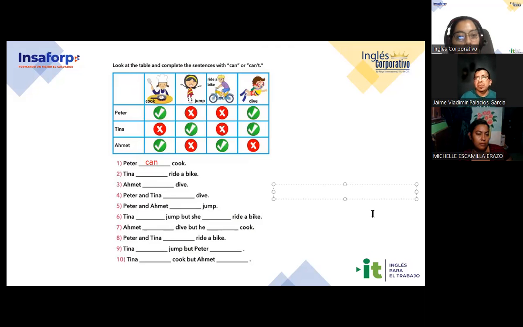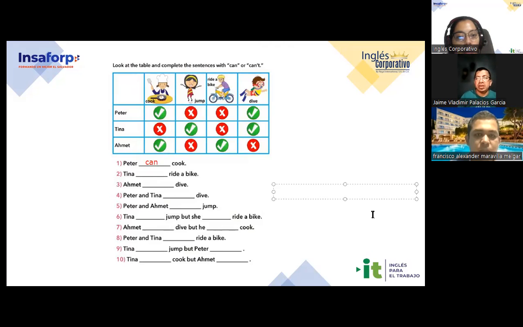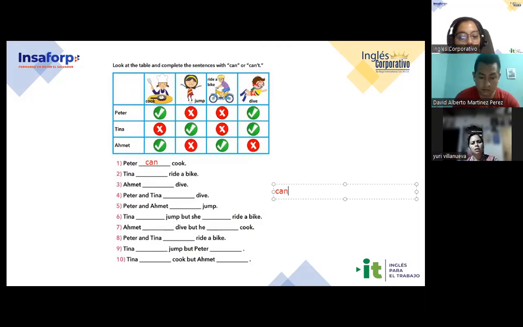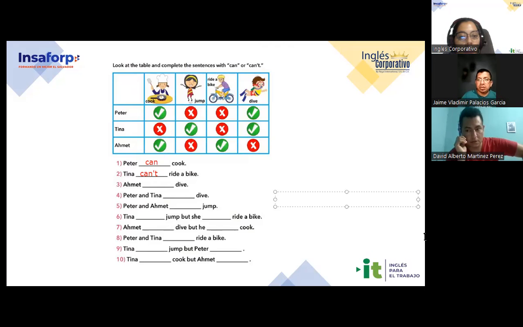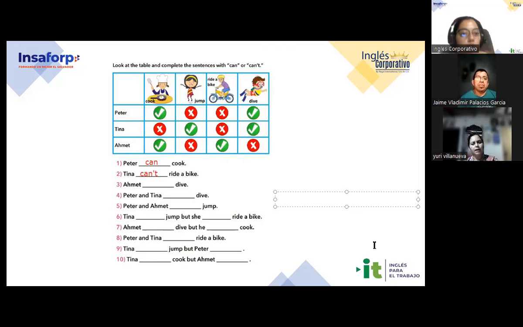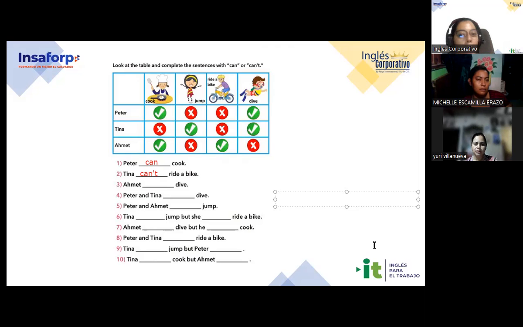Number two. Tina. What about Tina? Can't. Number three. Ahmed. Can't. Drive. Teacher, ¿qué es drive? No, no es drive, dive. ¿Cómo? Lucia. Boxeo. No, no boxeo. Buceo. Ya, buceo. Muy bien. Parece que hacía conducir. Ah, no. Ok, muy bien. ¿Cuál será entonces?